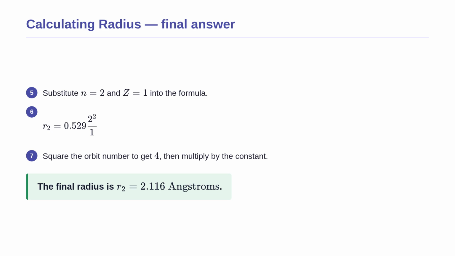Continuing with our calculation, we now substitute n equals 2 and Z equals 1 into our working formula. We square the orbit number in the numerator, which gives us 4. Finally, we multiply the Bohr radius constant 0.529 by 4 to get the final radius. The final answer is 2.116 angstroms.